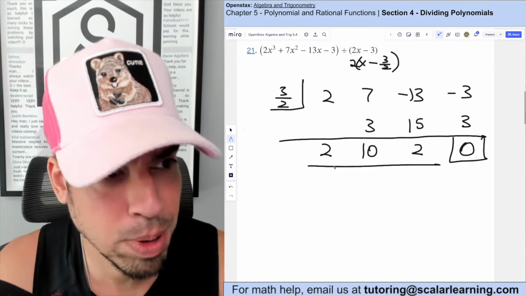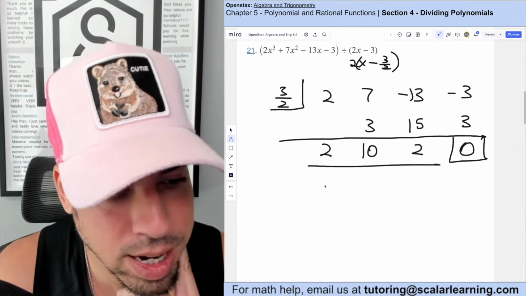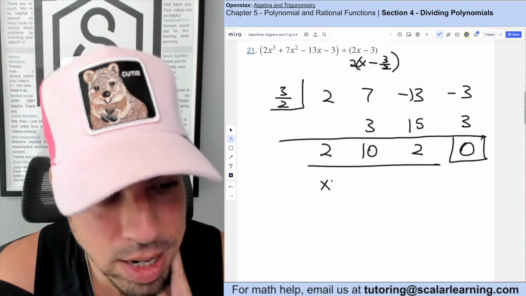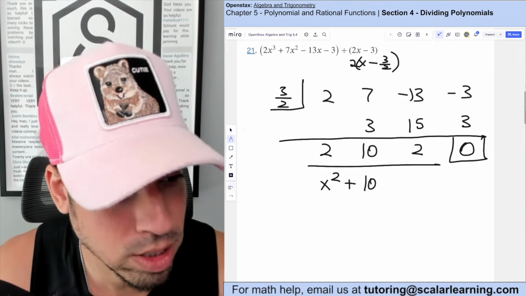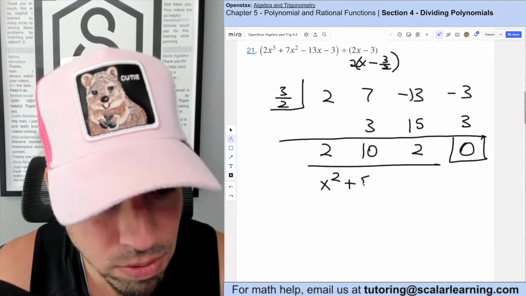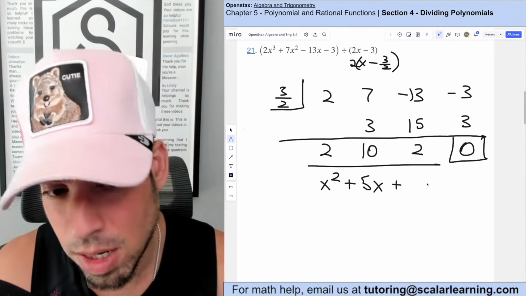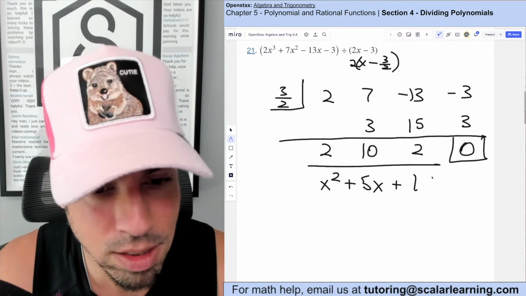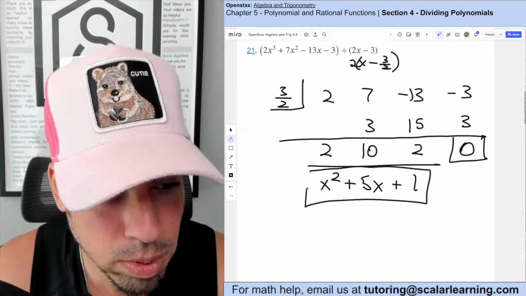Now, 1 gets paired with the first variable, which is a drop down from x cubed, meaning x squared. So I don't even need to write a 1. I can just say x squared. That is 1x squared. Then the 10 gets paired. Oh, sorry, the 10 has to be divided by 2. Then that becomes a 5 that gets paired with the next degree down, which is x. And then 2 gets divided by 2 and becomes a single 1 as a constant. And since there is no remainder, this is the final polynomial answer.